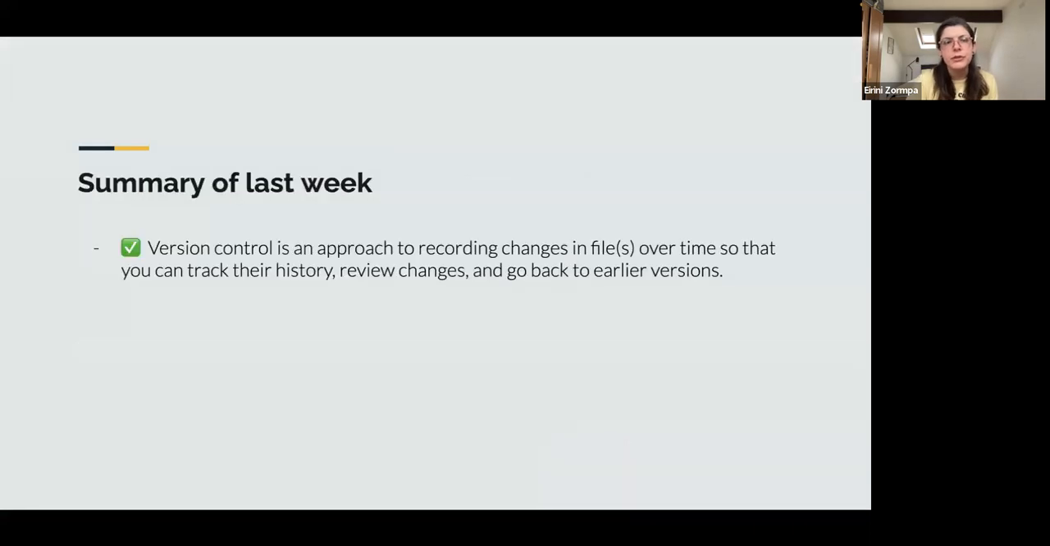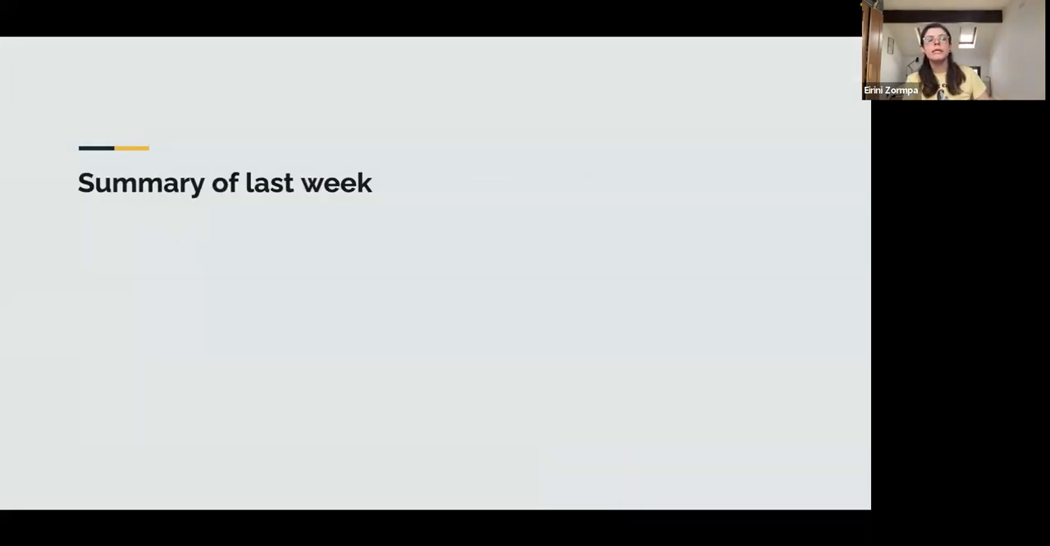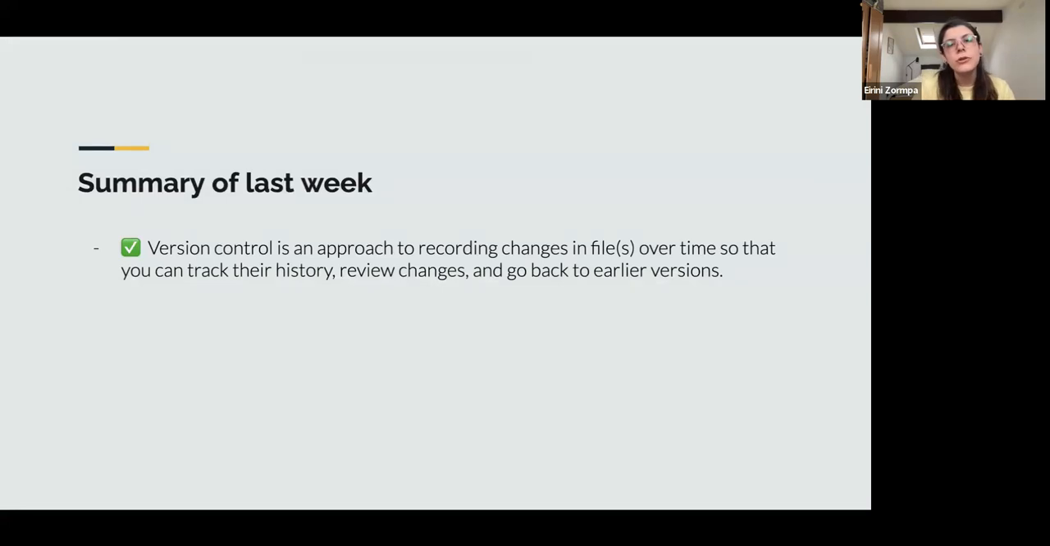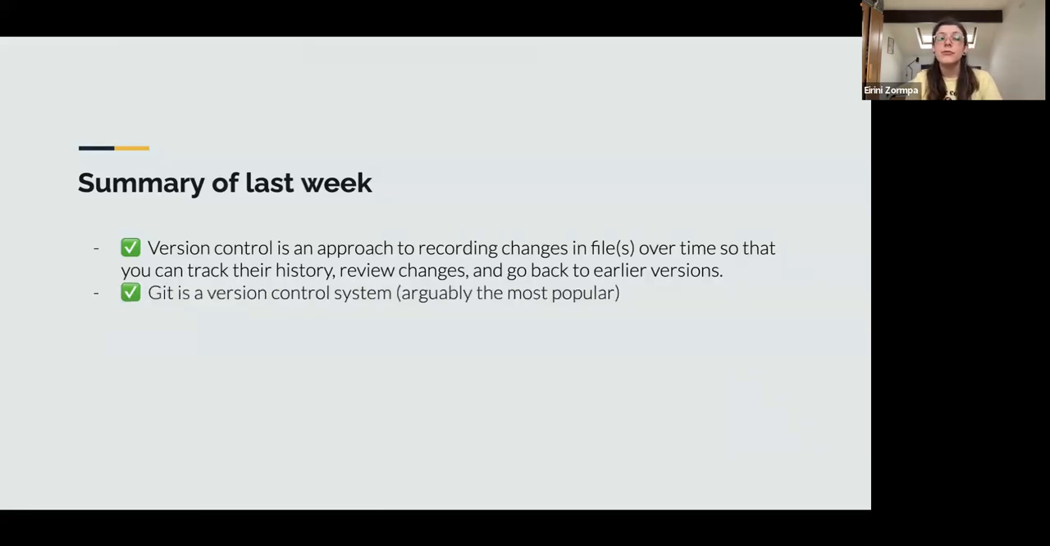So just to remind you a little bit what we did last week. You learned what version control is. Version control is an approach to recording changes in files over time so that you can track their history, review the changes that were made in them, and go back to earlier versions if needed. You also learned that Git is a version control system. It is arguably the most popular version control system, but it is just one of many. So, you know, there are other version control systems.